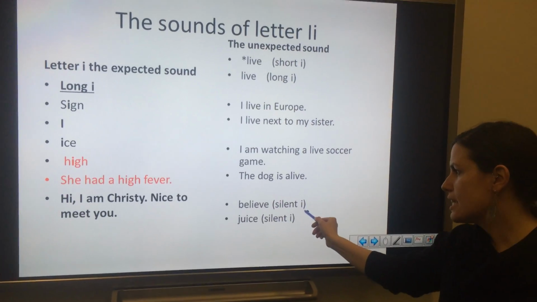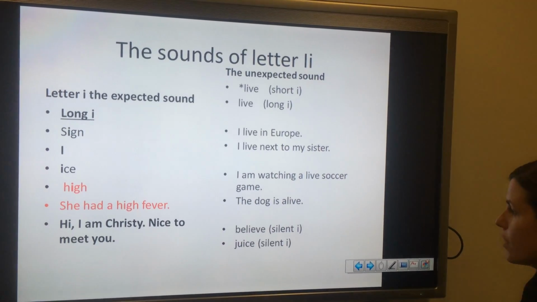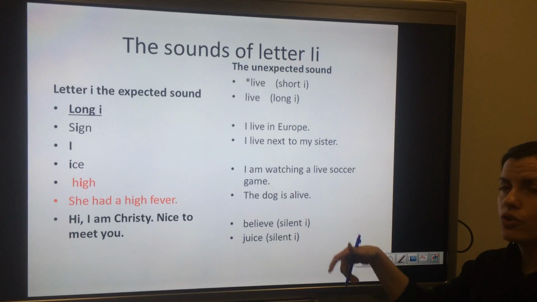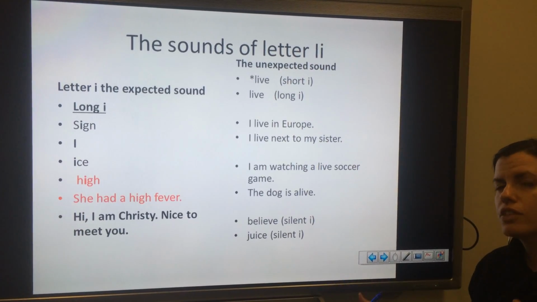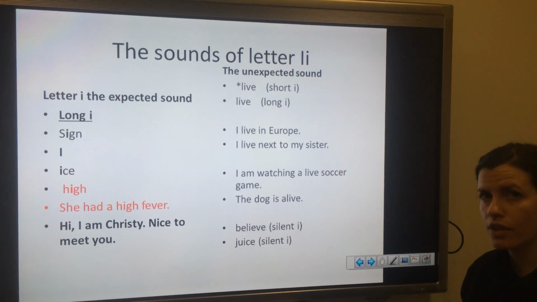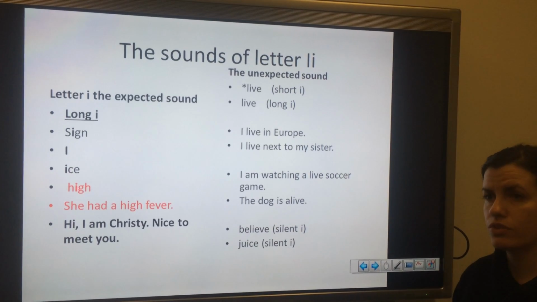Believe, silent I, and juice, silent I. Okay, you're going to come across words you've never seen before. I can't show you every single problem word. This is just to give you an introduction to something so you're not surprised when you come across these interesting or strange looking words, okay?